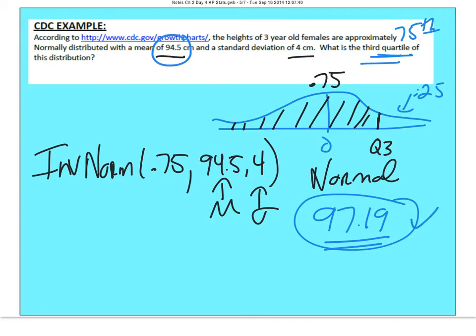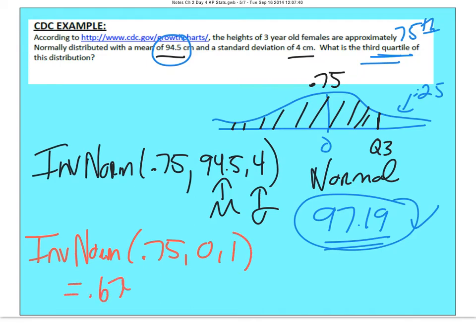Now, this is, I think, the most efficient way to do this problem, but you could, if you wanted to, do this as a z-score instead. Let me just show you real quickly. The only difference would be when you did inverse norm. If you wanted to, you could have said it was 0.75 and 0 and 1. What this is going to kick back to you is an actual z-score of this value. So be careful on any of the multiple choice questions. If they're asking you for the z-score, the answer was 0.674.